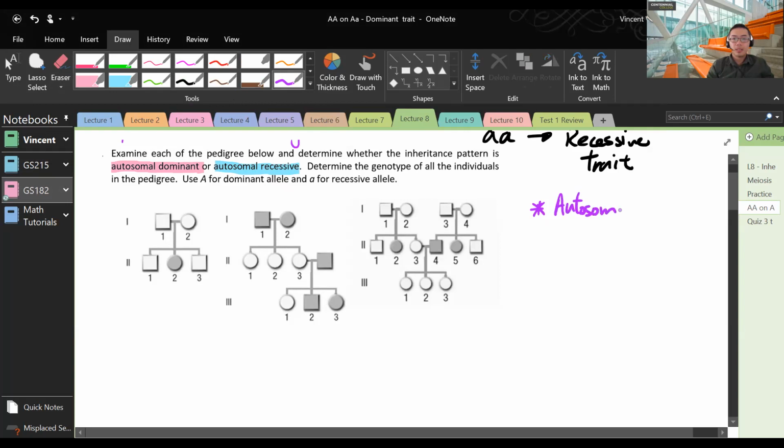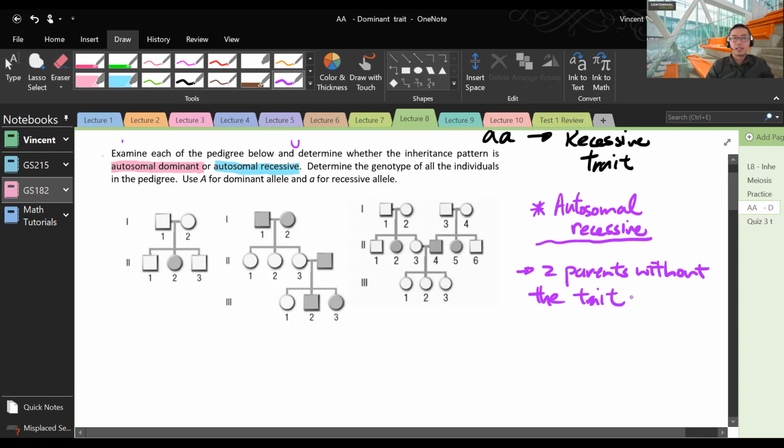So here, autosomal recessive. There is something that you can look for. If you see this, it's guaranteed to be autosomal recessive, if these are the only two choices. So if you see two parents without the trait having a child with the trait, then it's autosomal recessive. I'll explain why in a second.